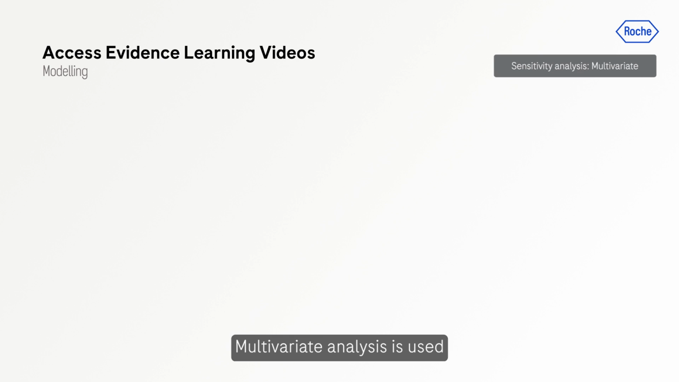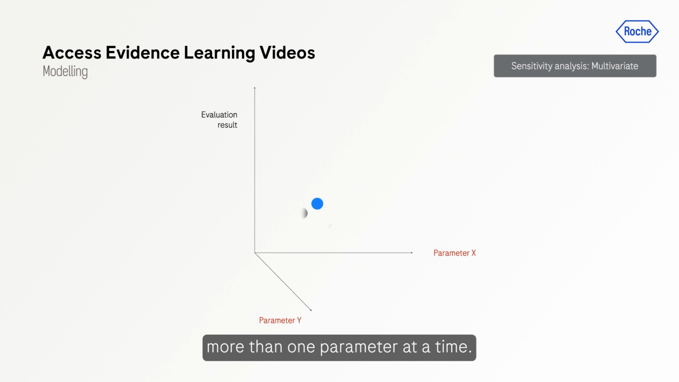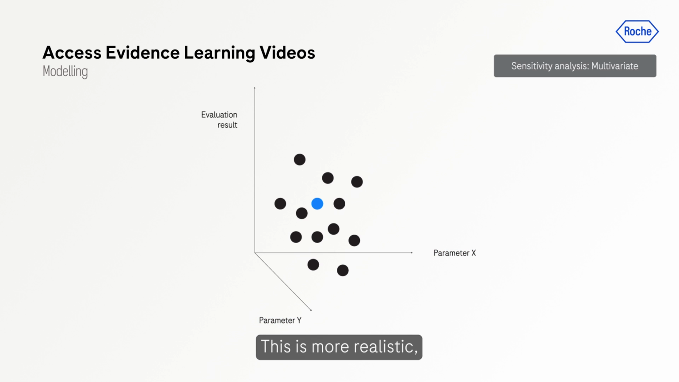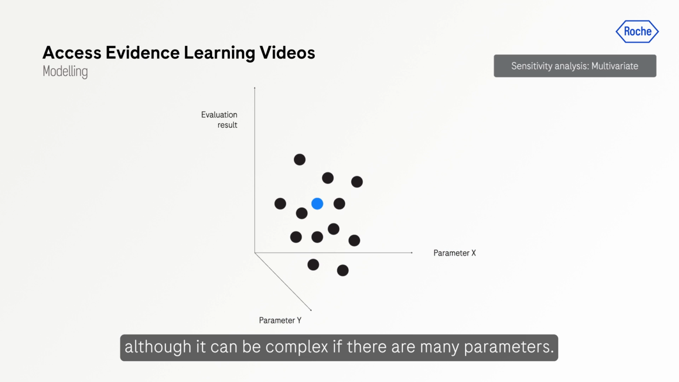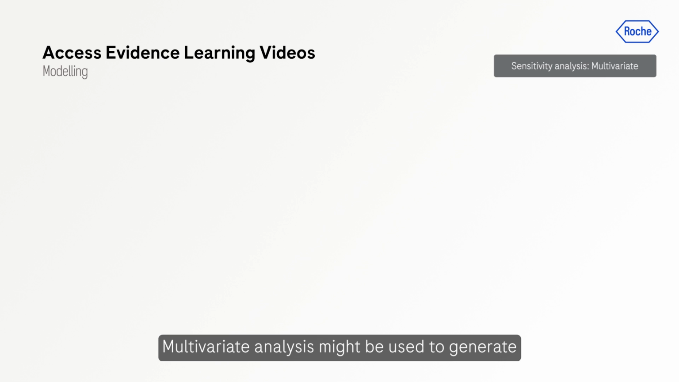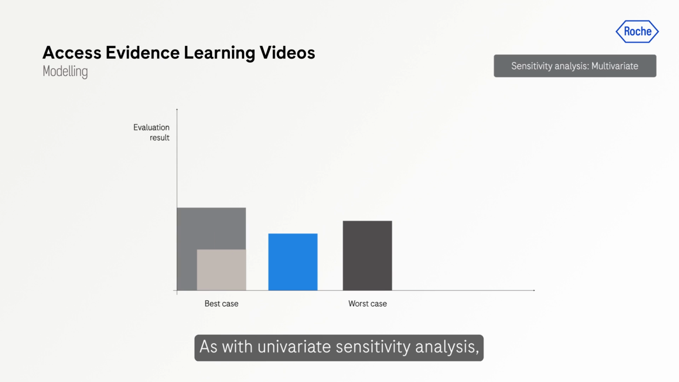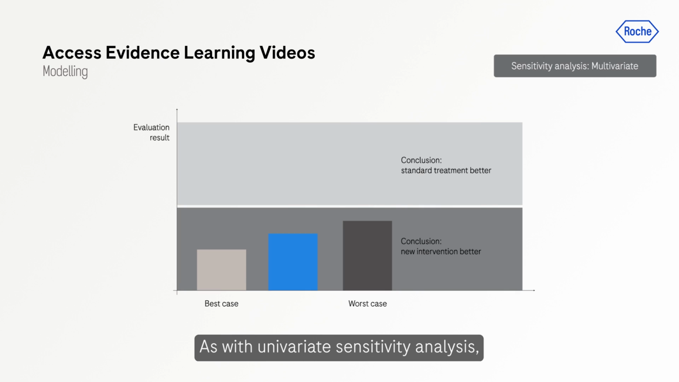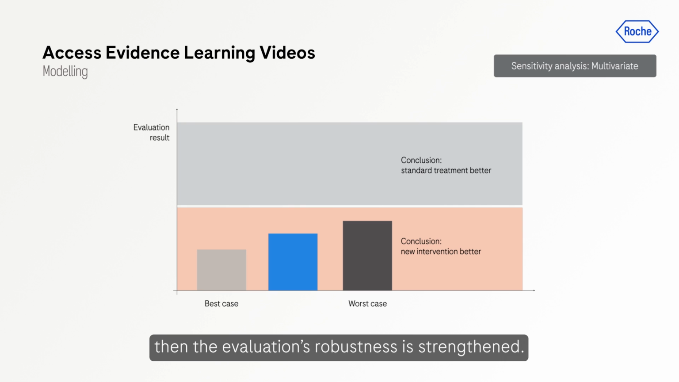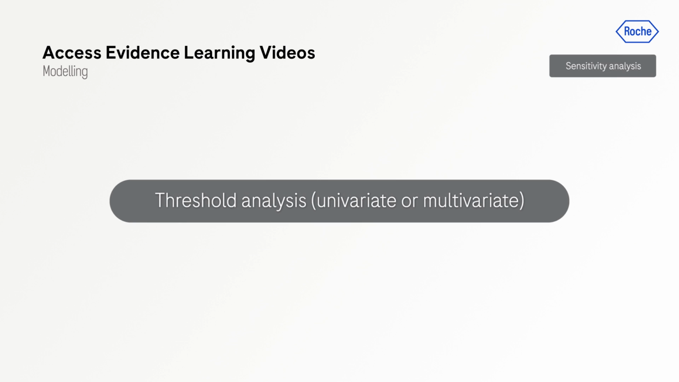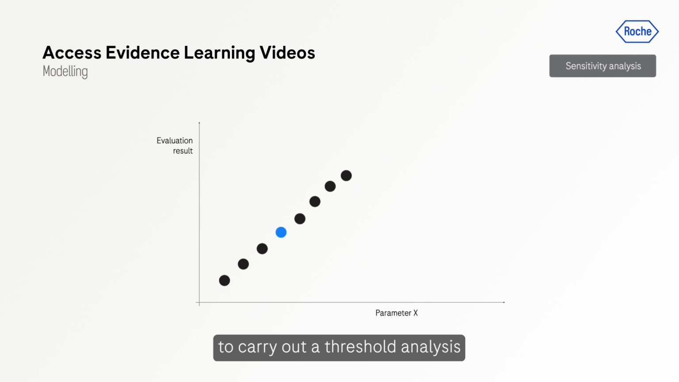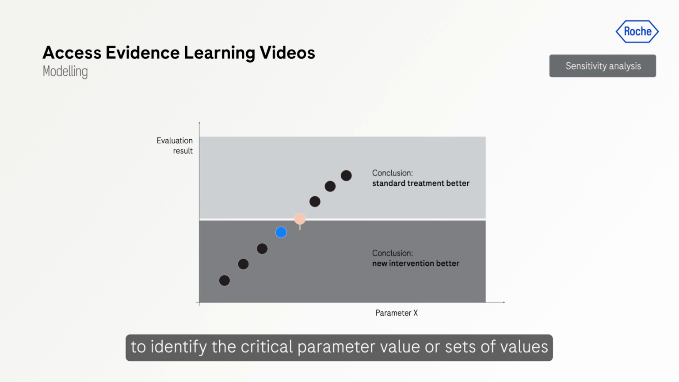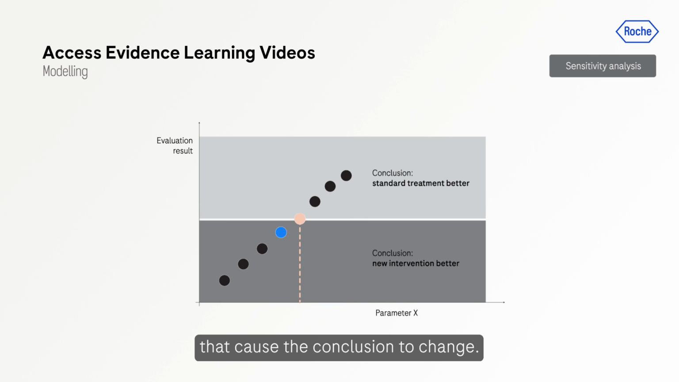Multivariate analysis is used to investigate the effect of varying more than one parameter at a time. This is more realistic, although can be complex if there are many parameters. Multivariate analysis might be used to generate a best and worst case scenario. As with univariate sensitivity analysis, if the conclusion remains the same, then the evaluation's robustness is strengthened. Either technique can also be used to carry out a threshold analysis to identify the critical parameter value or sets of values that cause the conclusion to change.